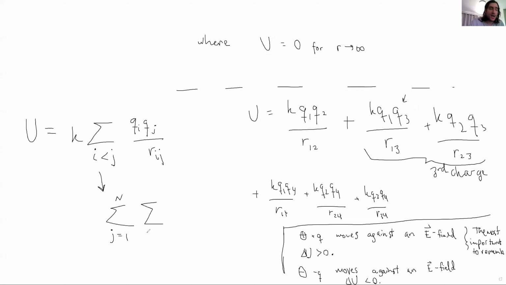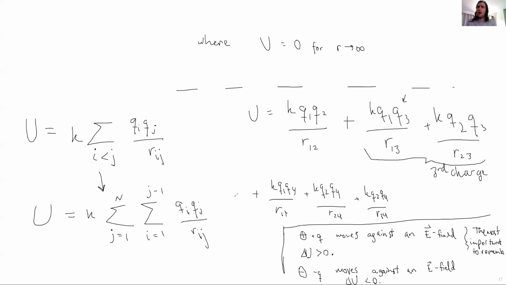And for each J, we want to sum from I up to J. Sorry, from I up to J minus 1. Okay, so this is the meaning here of this summation. Coulomb's constant is still there. And so, oh, whoops, oh no, that should be correct.